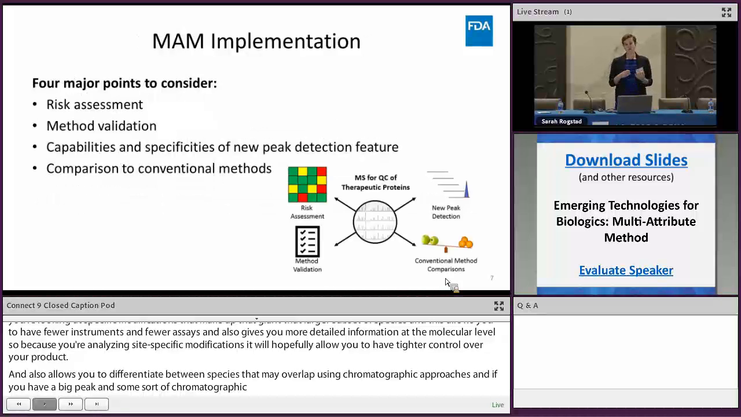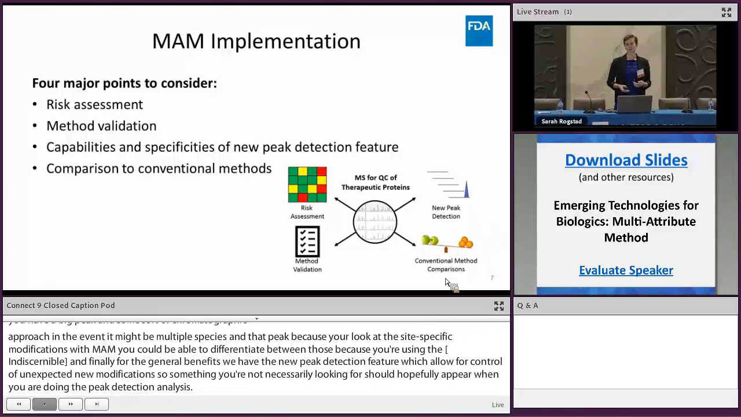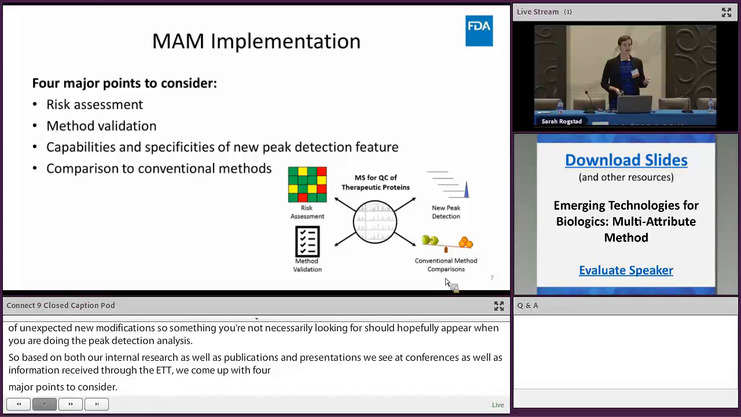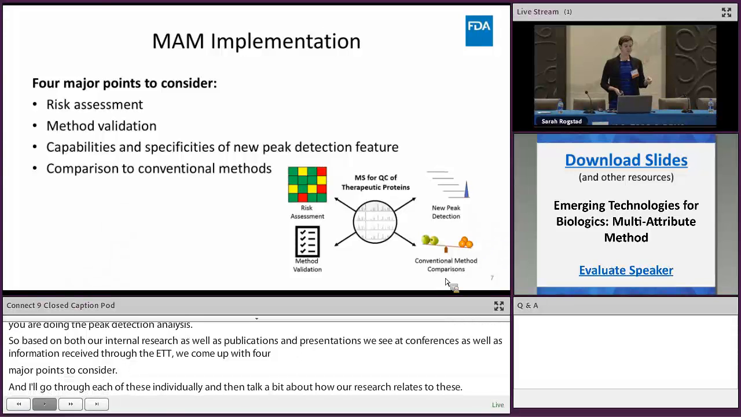So based on both our internal research as well as publications and presentations we've seen at conferences, as well as information we've received through the ETT, we've come up with 4 major points to consider. And I'll go through each of these individually and then talk a bit about how our research relates to these. So for this, we have the 4 major points that we've come up with, and these are, again, outlined in that commentary I mentioned earlier that should be available soon. So the 4 major points that we've come up with are risk assessment, method validation, the new peak detection feature, and the comparison to conventional methods.